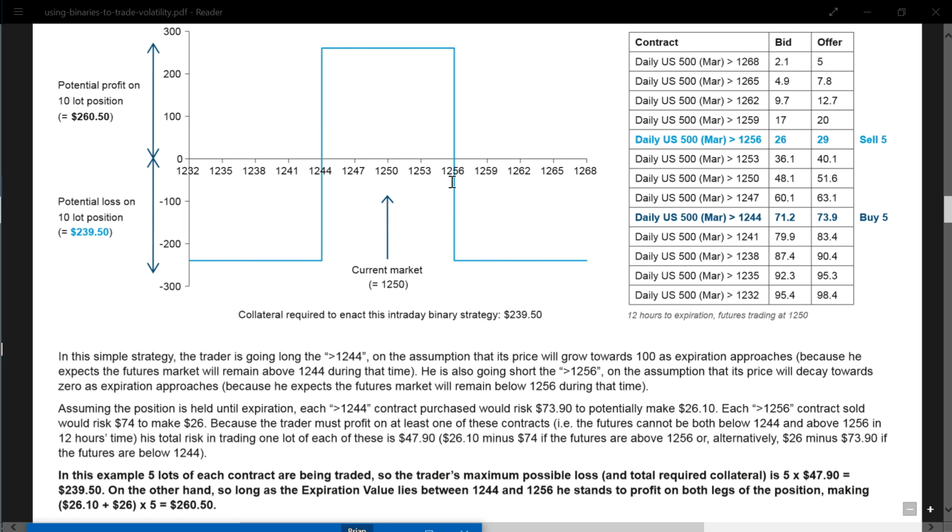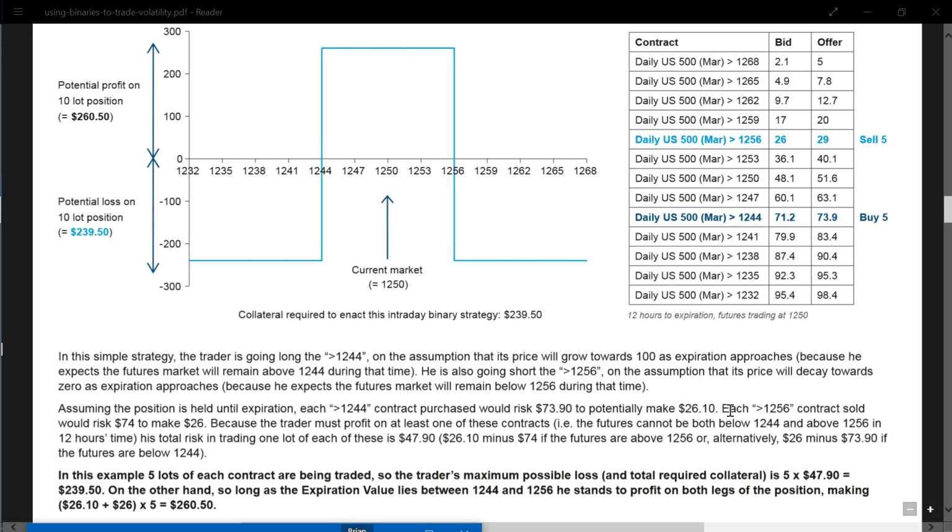Now he would be selling right here at 1256. So you're buying 1244, you're selling 1256. It's the same way with the currency pair. You buy the low one, you sell the high one, and you want price to remain in this zone.